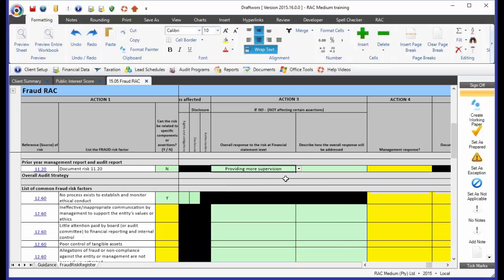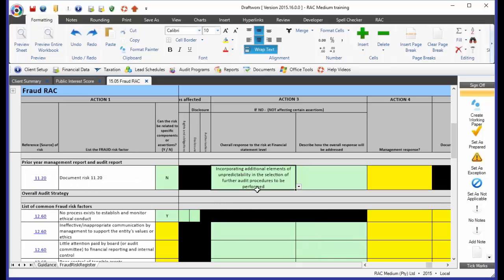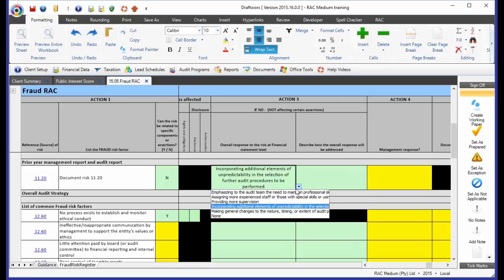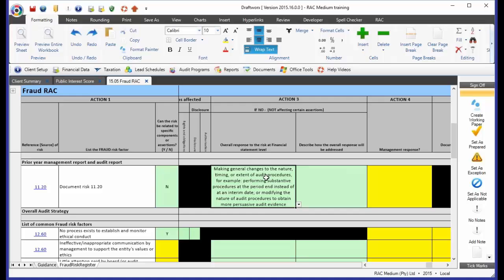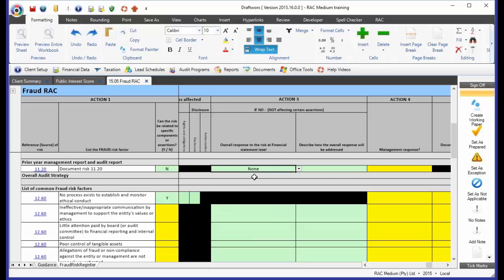Do I provide more supervision? Do I incorporate additional elements of unpredictability in the selection of further audit procedures to be performed? Do I make general changes to the nature, time, or extent of the audit procedures? Or do I do none of the above? Now hopefully you don't go and select none, but these are the responses. So it's literally go and select from a drop down.